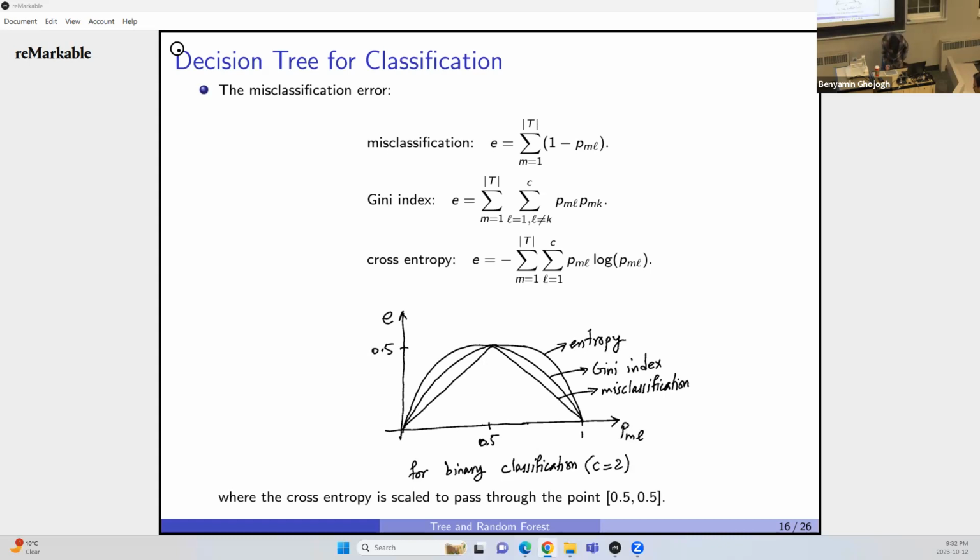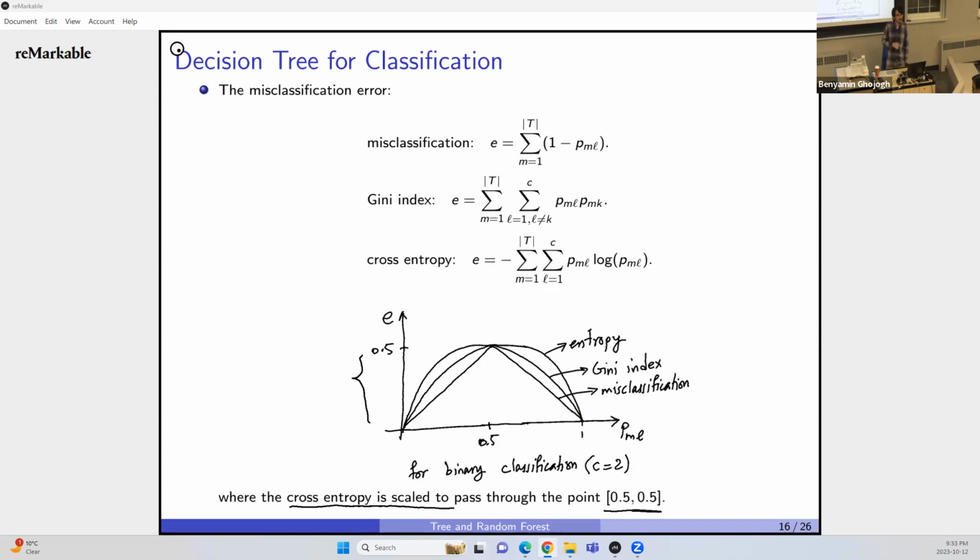And by the way, cross entropy is not between this region. So we are scaling it to pass through the point half and half. Okay, we are scaling that. And if you do that, this is misclassification error. This is Gini index, and this is entropy.